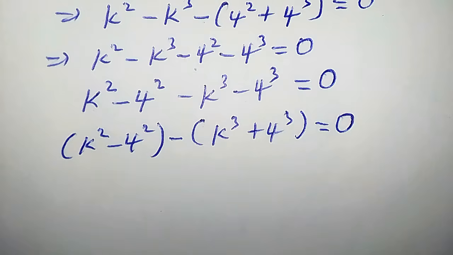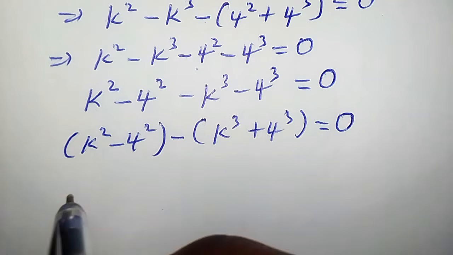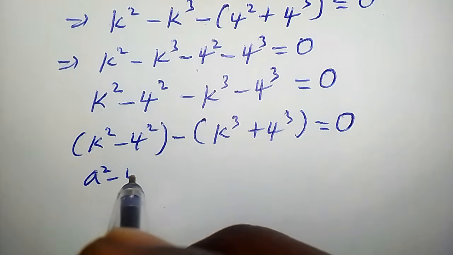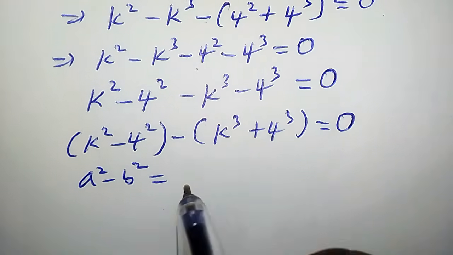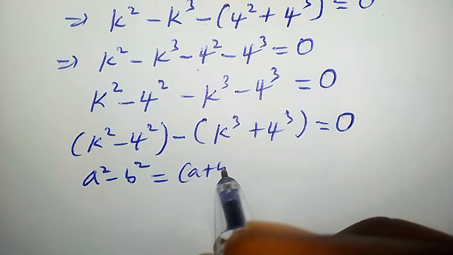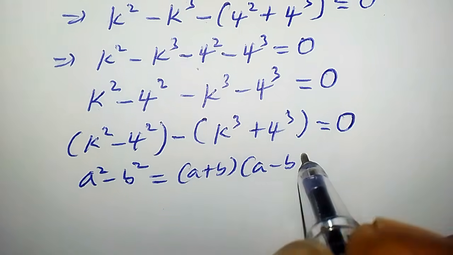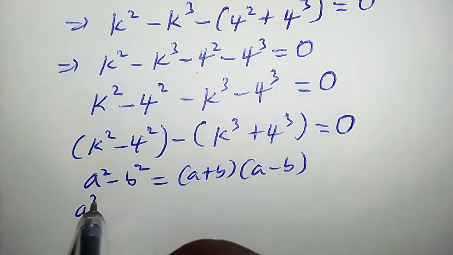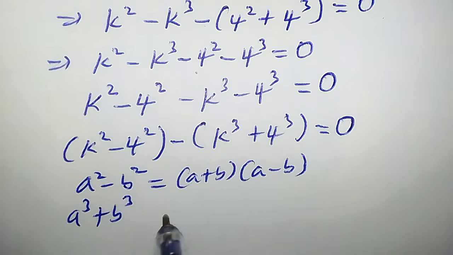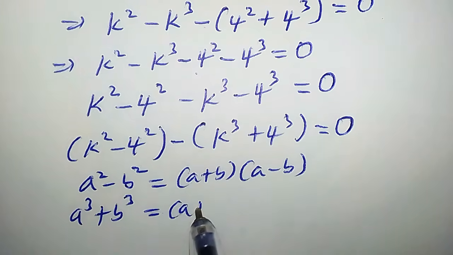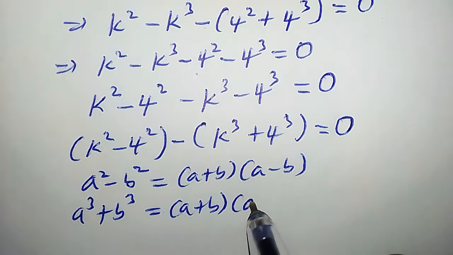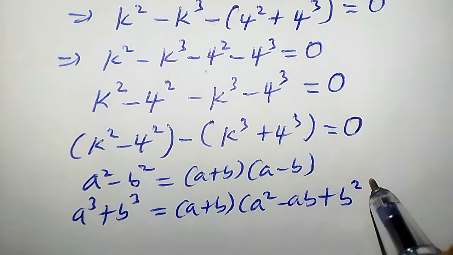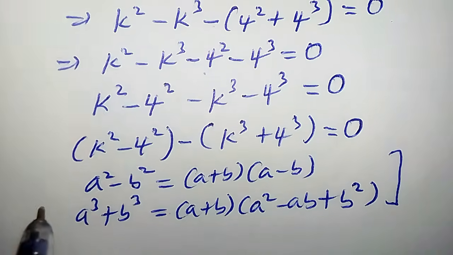At this stage, let's recall some algebraic properties. The first one is a square minus b square is equal to a plus b times a minus b. The second property is sum of two cubes. a cube plus b cube is equal to a plus b times a square minus ab plus b square. Take note of these two properties.